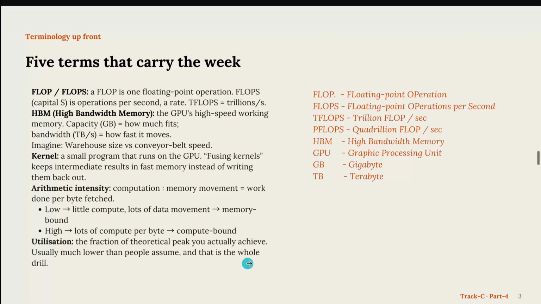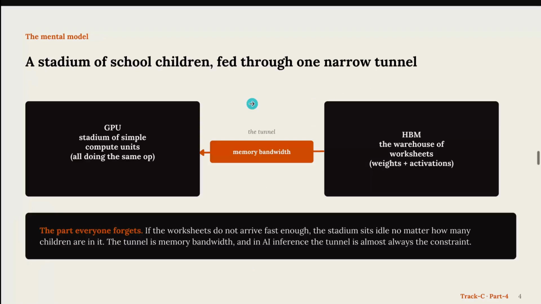And this is the mental model that we need to have when thinking through how GPU and high bandwidth memories work together in sync. Imagine there is a stadium of school children. They are ready with calculators, ready to do some arithmetic manipulations. And HBM is a warehouse where you have stocked all the worksheets that need to be passed on. And imagine there is a small entrance to the stadium. So how many worksheets can pass through this memory bandwidth, or through the tunnel to the stadium, will tell us how much output can be gotten from this system.